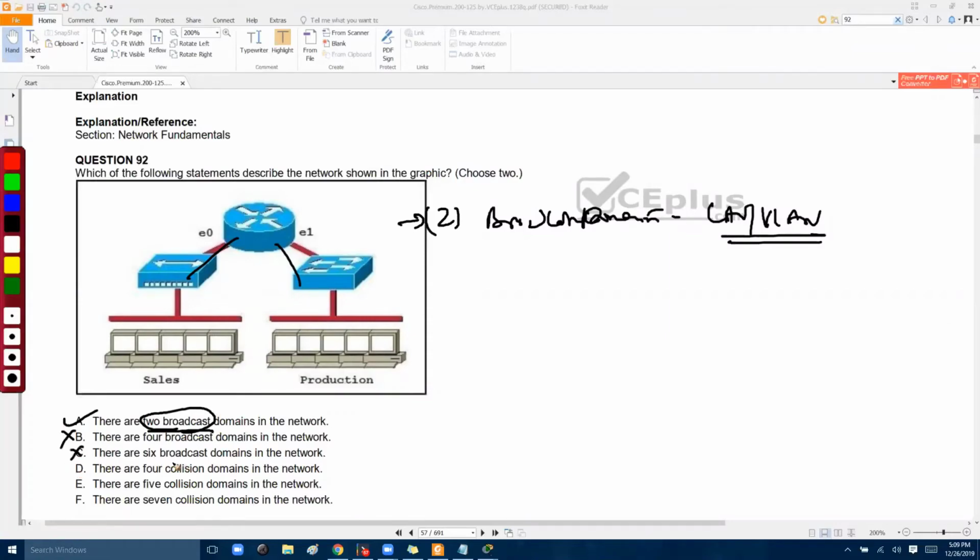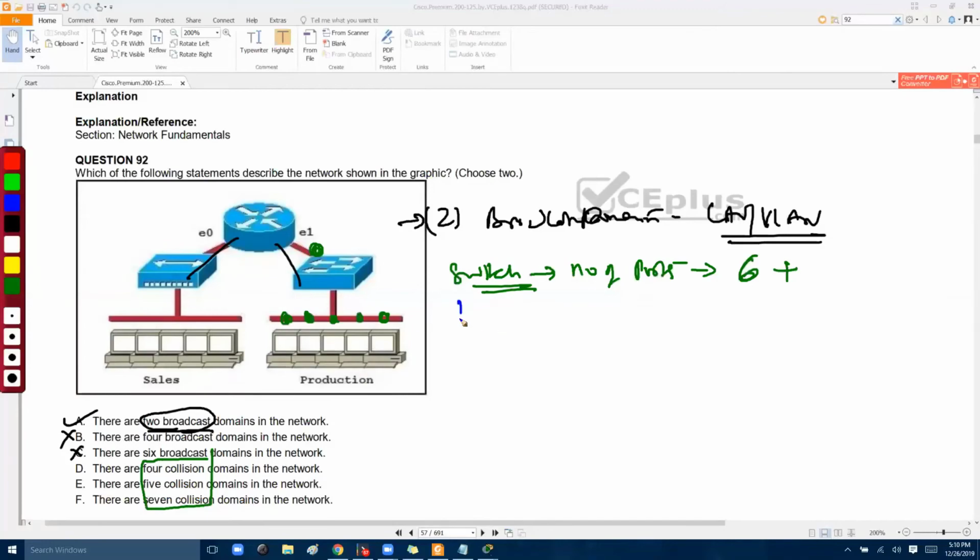And also the question is asking how many collision domains we have. So collision domains depend upon the number of ports, because in a switch, every port will have a separate collision domain. So how many collision domains in a switch depends upon the number of ports, which means port number 1, 2, 3, 4, 5, and 6. So there are 6 collision domains present on the switch.